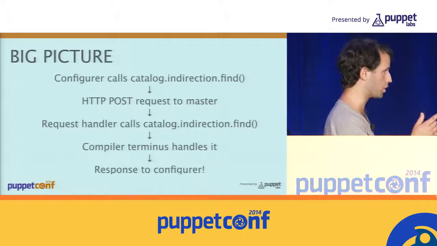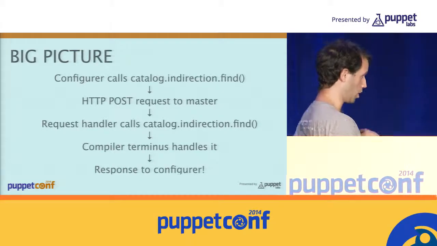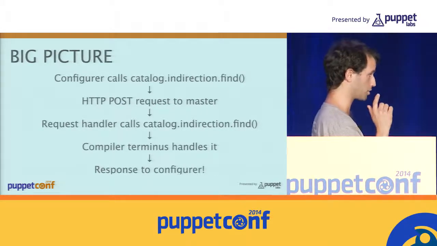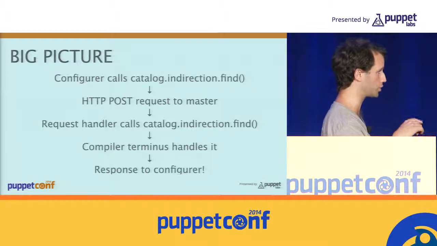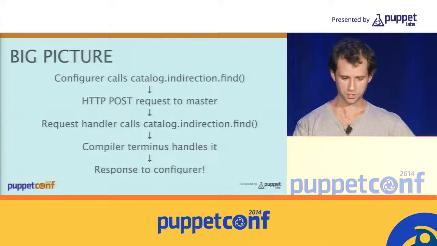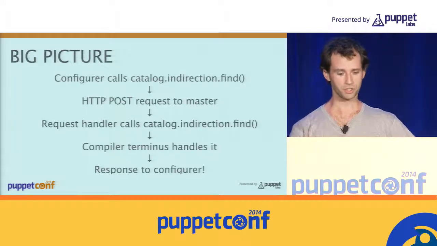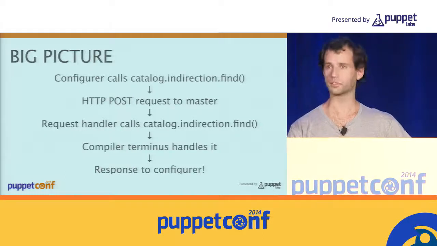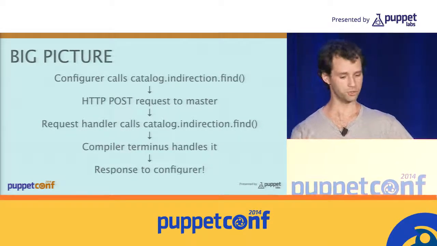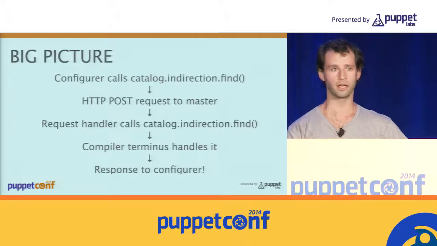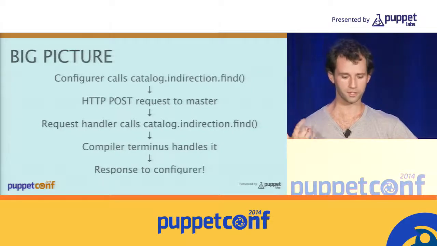We see configure calls catalog.indirection.find on the Puppet agent. The agent makes a post request to the master. The master request handler calls catalog.indirection.find again. The compiler terminus handles it. It makes its response over the wire through the rack server to the configurer as an HTTP response. And then once the agent has it, we go back into the catalog application where it gets turned into a RAL catalog, and we start the transaction on it. This goes into the resource harness and stuff like that, and ultimately calls the provider methods that configure the actual server.